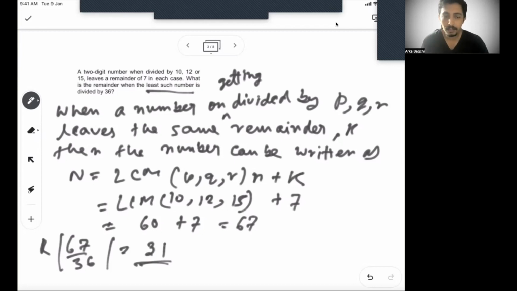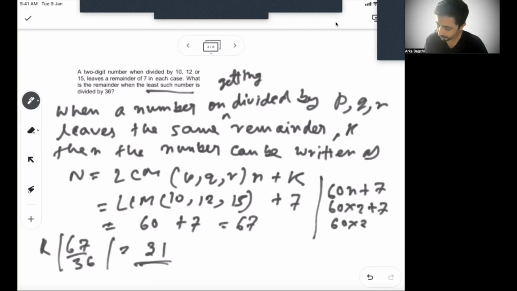For your understanding, again repeating, what will be the higher such values? The next values will be 60n plus 7. In our case, n was 1, so 60 plus 7. The next value is 60 into 2 plus 7, then 60 into 3 plus 7, and so on. All these values satisfy the criteria: when divided by 10, 12, and 15, those numbers give a remainder of 7. So in this case, our answer is 31.